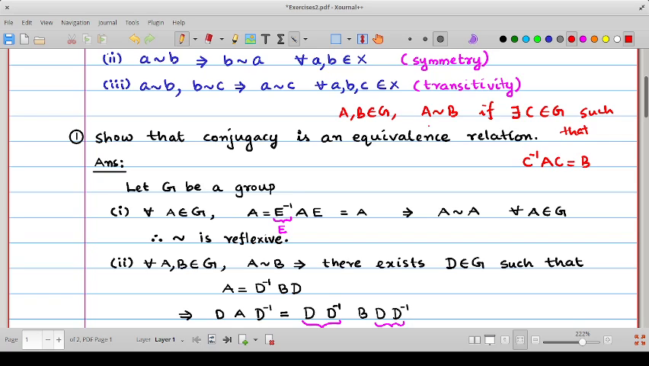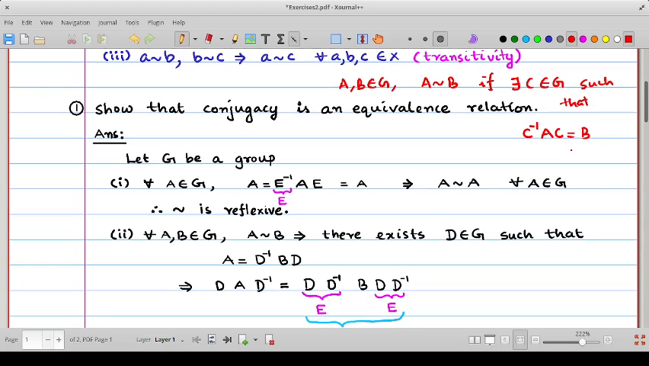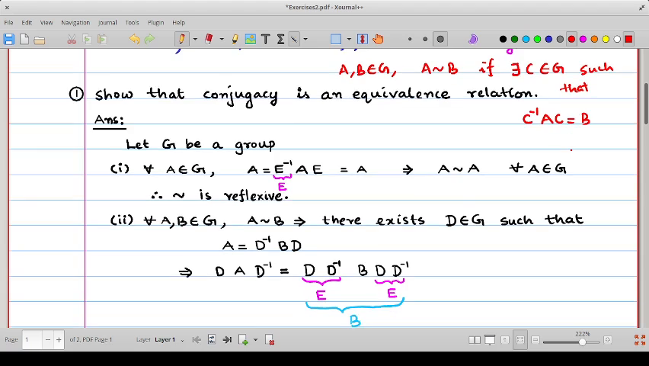So that means the relation between the elements A and B is defined in the following way. A and B are related if there exists another element in the group G, which we call C, such that C inverse AC is equal to B. So our aim is to show that conjugacy is an equivalence relation.